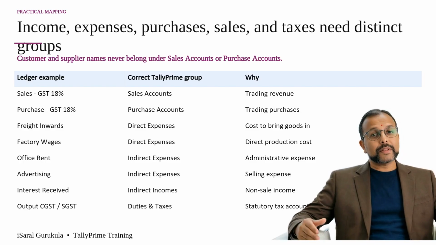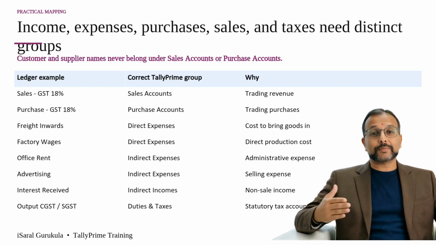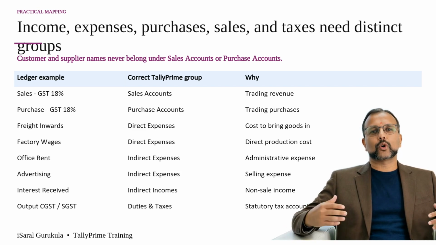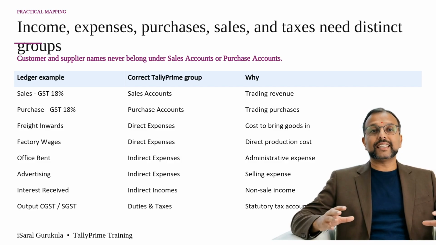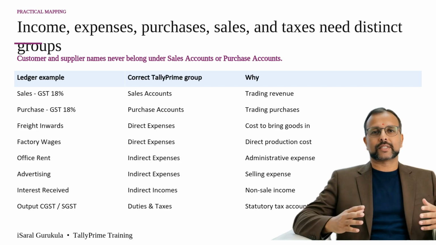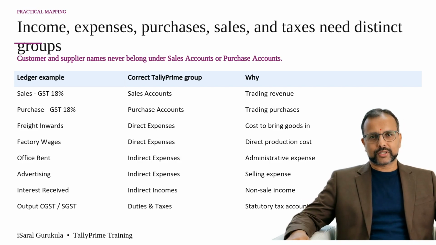Remember this critical rule. Customer and supplier names never belong under sales accounts or purchase accounts. Sales GST, 18% goes to sales accounts because it's trading revenue. Purchase GST, 18% goes to purchase accounts because it's trading purchases.